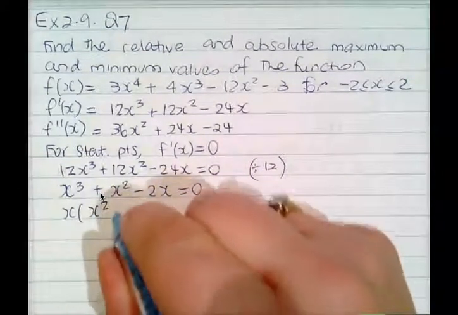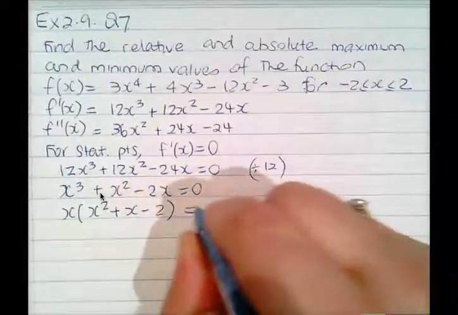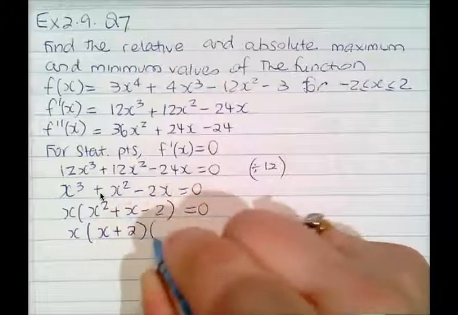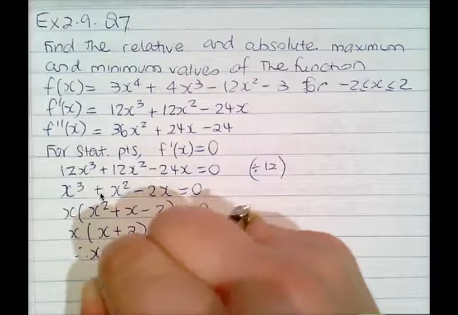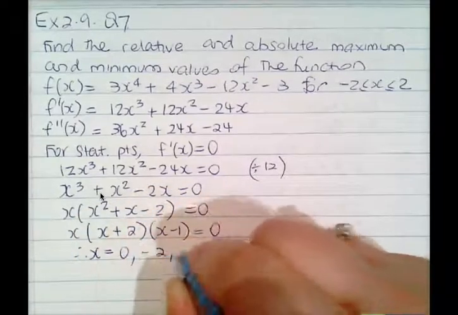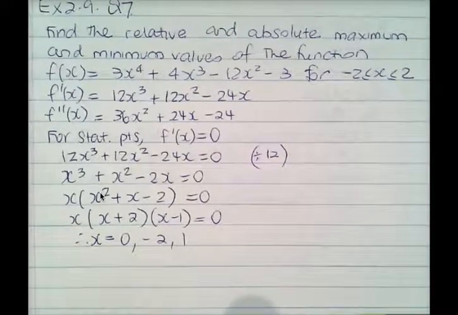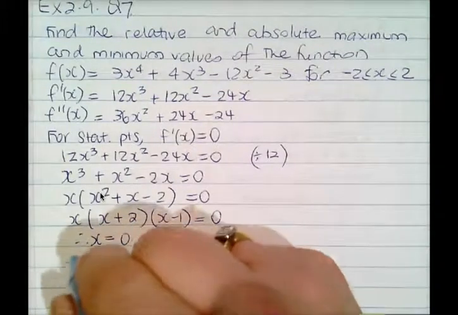So we can just factor out an x, and we get x times (x² plus x minus 2) equals 0. Factorising that, we get x times (x plus 2) times (x minus 1) equals 0. Therefore x equals 0, negative 2 and 1. So we've got a few stationary points there, okay? Therefore, we better find out the y values for these.